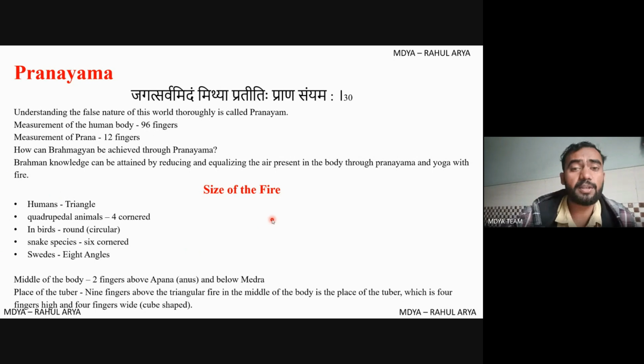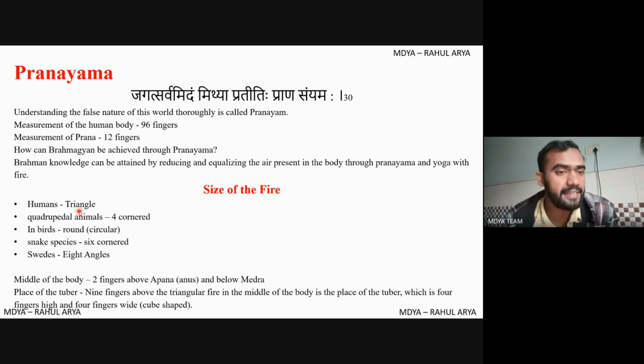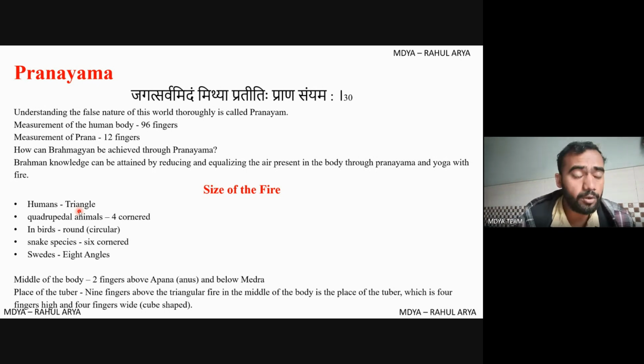Next, about the size of the fire. So in humans, the fire structure is like a triangle. You can understand it like the kandha structure. Some texts describe it as rounded, some as a cuboid structure. But it is not the kandha, it is different, it is the fire. I'm just giving the example to make you understand. Like that, the triangular shape in our body, it is the fire.